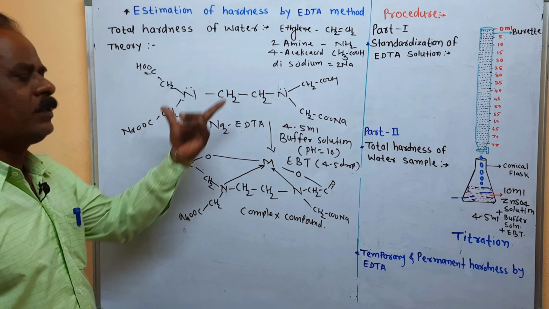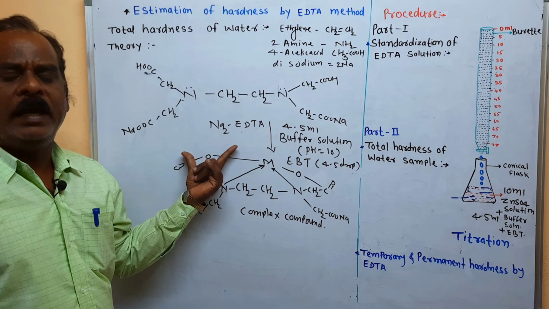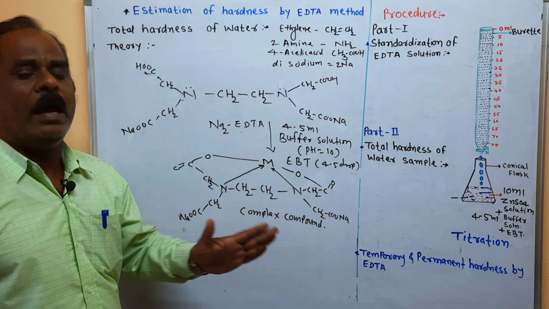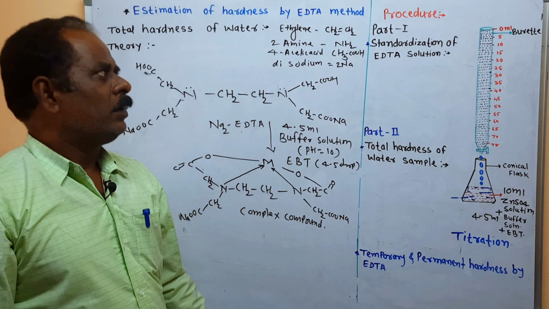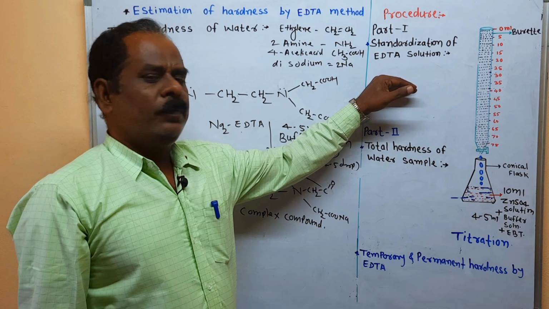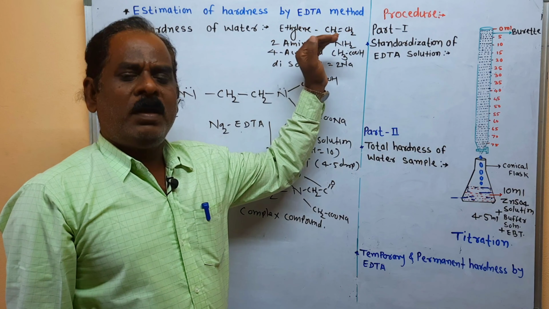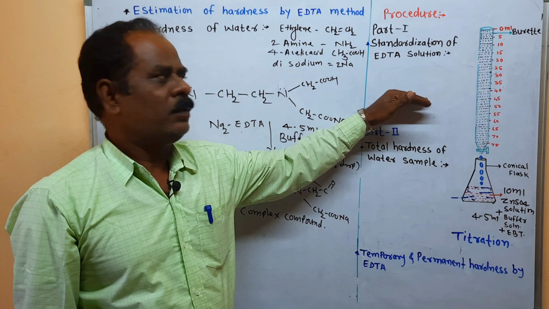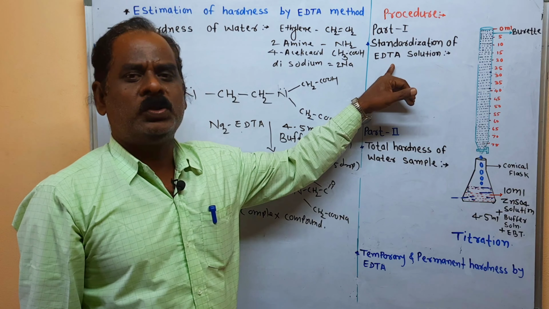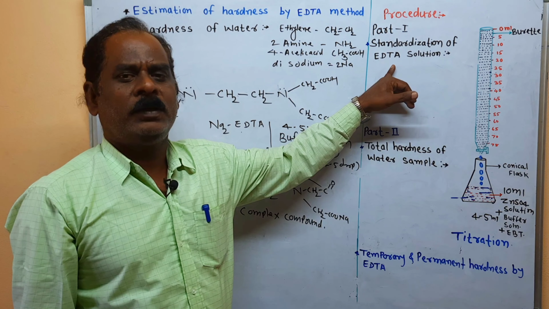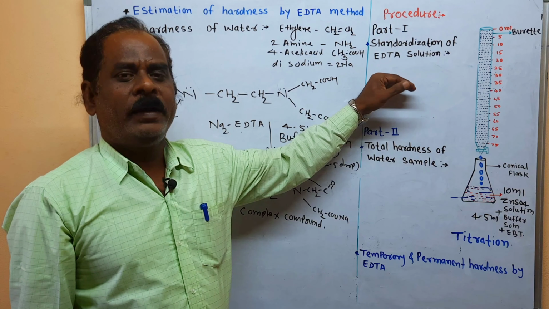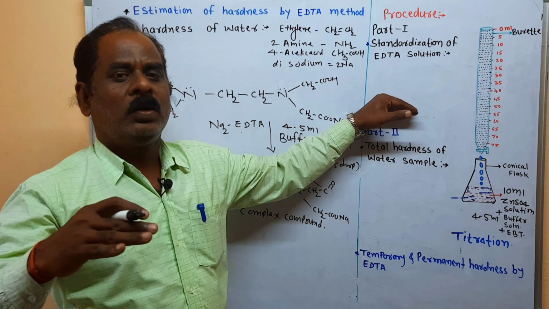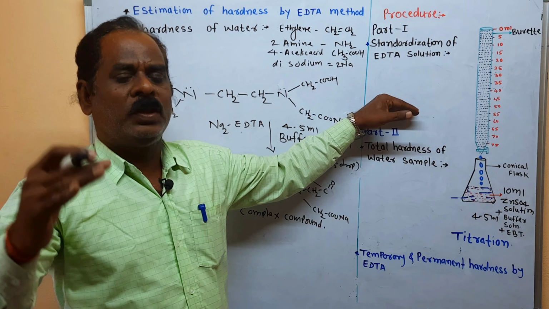Understand? This is the theory part of these titrations. How will you calculate it actually in the laboratory? In the laboratory, the EDTA method is divided into two parts. In the first part, the standardization of the EDTA solution. What is the standardization of EDTA solution? Calculate the molarity of the EDTA solution by using the known molarity of another solution.